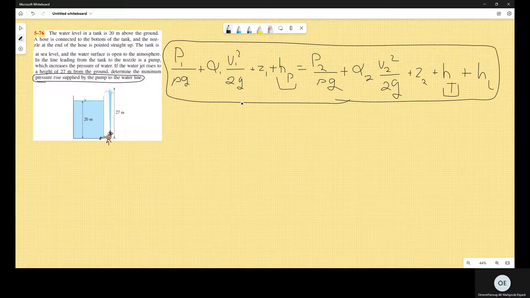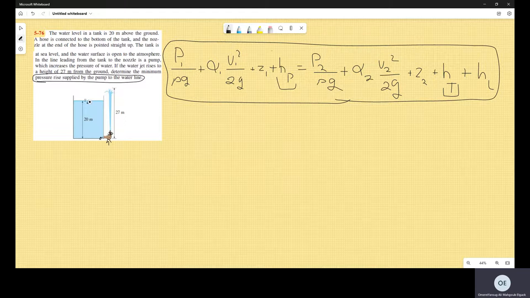So now if we come here and apply the energy equation, you cannot just directly apply it between this point and this point. First you need to apply it between this point and this point, because at those two points we know everything. We know here the pressure is atmospheric. We know here that the velocity is zero. We know here that the elevation is 20.